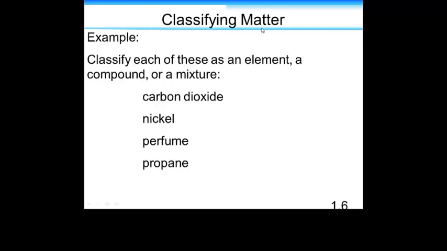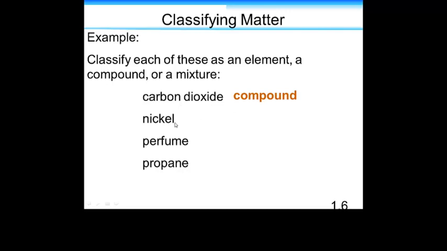So as an example of using that classifying tree, let's look at these different substances. We have carbon dioxide, nickel, perfume, and propane. The first example, carbon dioxide, can we separate that molecule using physical means? No, we cannot. So therefore, it must be a pure substance. Could we use chemical means to break it up into its component elements, carbon and oxygen? Yes, so it's a compound.